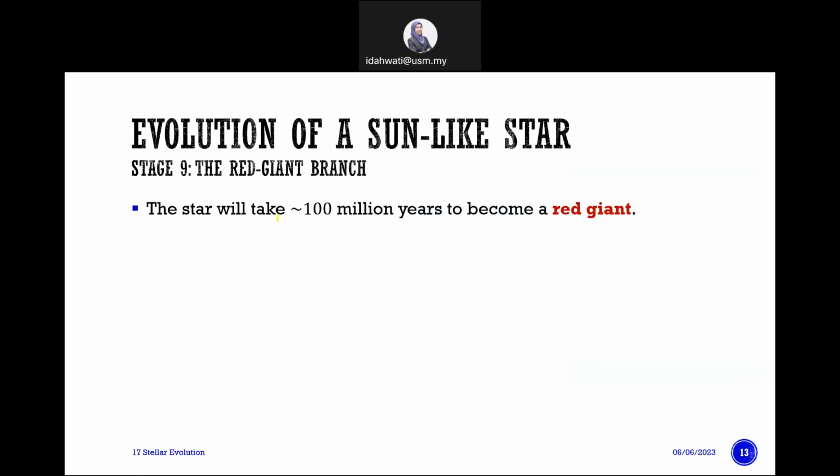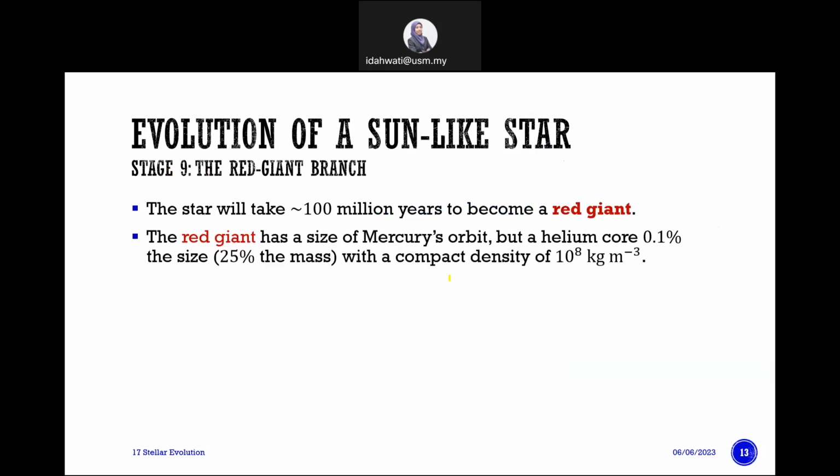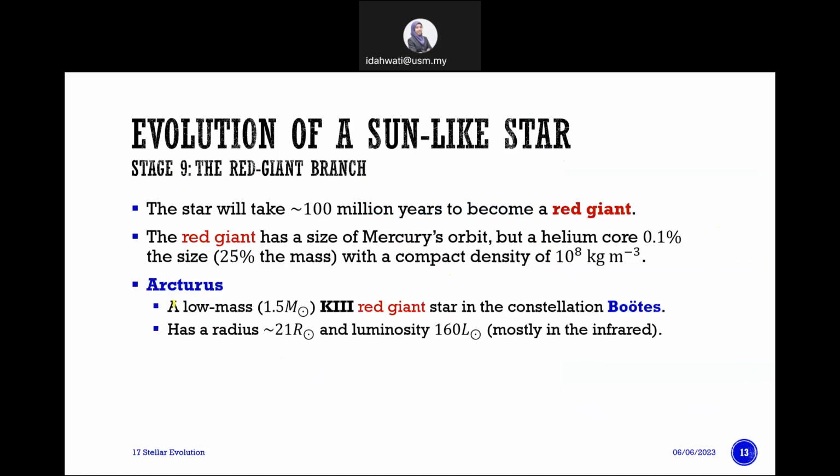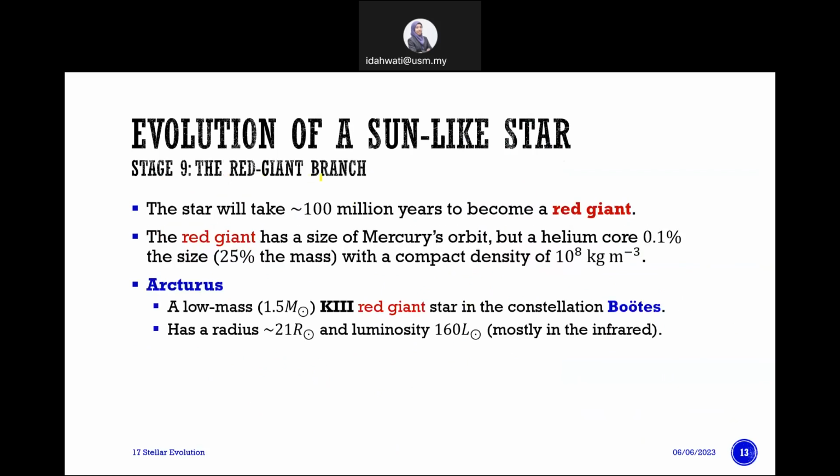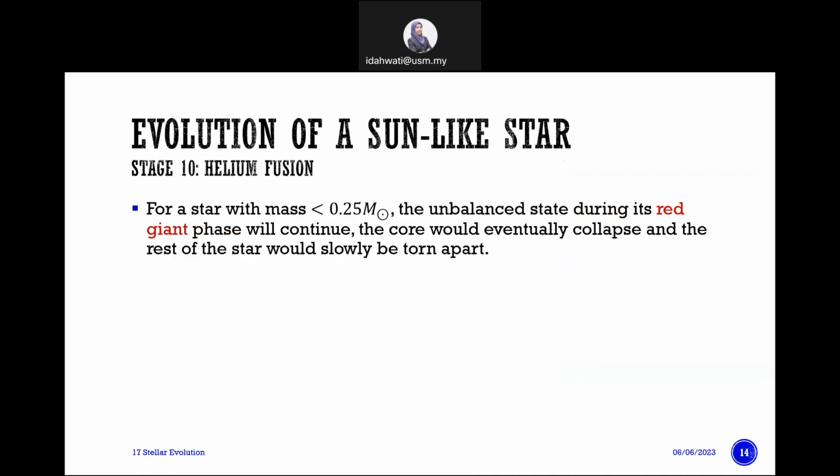Okay, so this star will become a red giant, and the red giant has a size of about Mercury's orbit. Then we have Arcturus, a type of red giant star in the constellation of Bootes. So radius and luminosity were here. Okay, that is for the red giant branch in stage 9. And then we have helium fusion in stage 10. Okay, so in stage 10, we see what happened here.